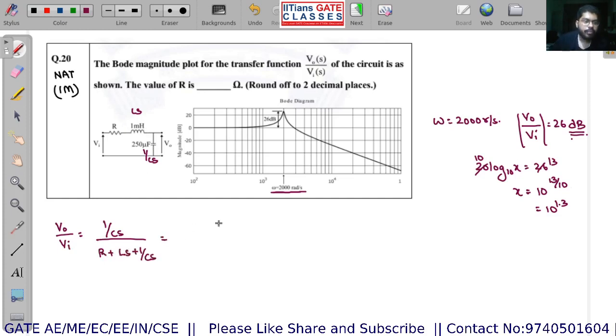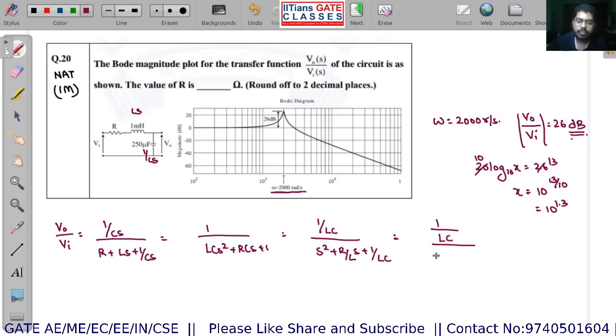Now we know what this will be. I am going to multiply by Cs both the numerator and denominator. So this will be 1 by LCS square plus RCS plus 1. Now again I am going to write this as 1 by LC divided by S square plus R by L S plus 1 by LC. Now I am going to substitute S is equal to J omega. So this will be 1 by LC minus omega square plus J omega R by L plus 1 by LC.